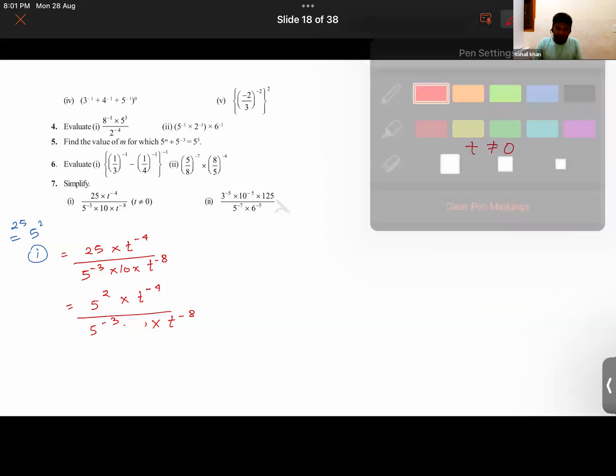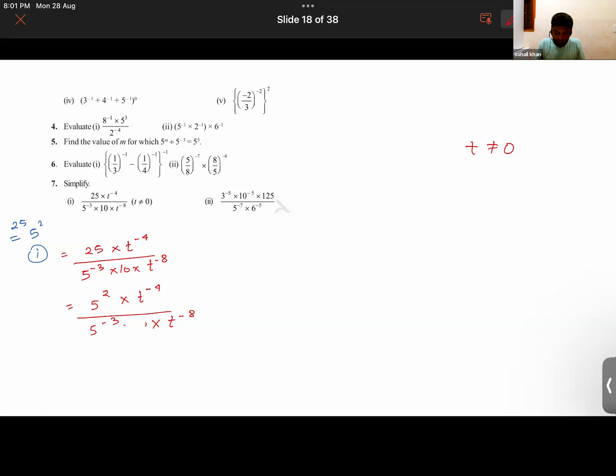Had it been another number like 100, then it would make sense to break it. Okay, so let's proceed and solve it then. What are the common bases we are having? 5 raised to the power 2 and 5 raised to the power -3.